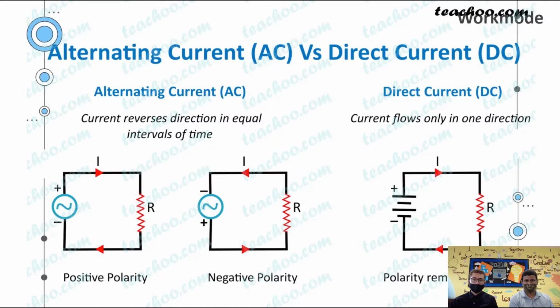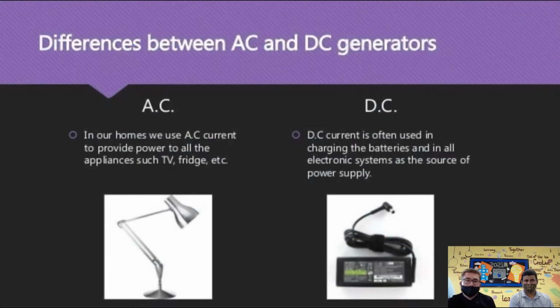So here the alternating current reverses direction in equal intervals of time. And in direct current, the current flows only in one direction. Okay, so in AC, we provide alternating current to the television, fridge, etc. And DC current is used to charge batteries. Okay, so your cell phone batteries, anything with a capacitor, is powered by a DC current.